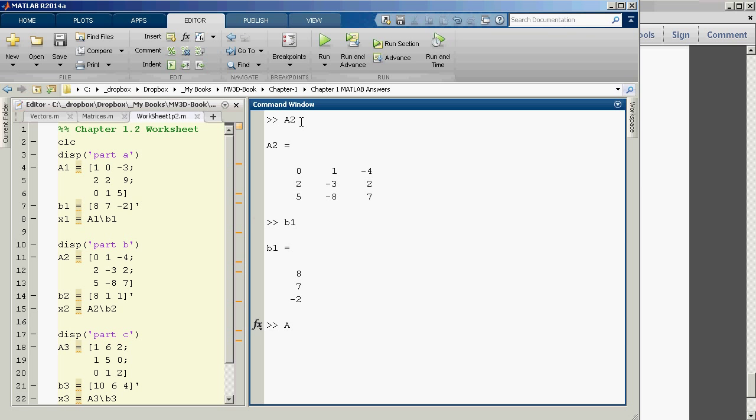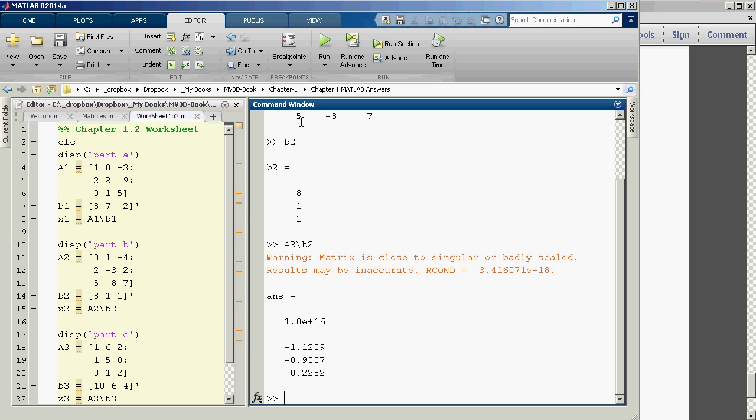So A2 is the coefficient matrix from the second system, and B2 is the right-hand side for the second system. If I wanted a solution, I would do A2 / B2. Now I'm hoping for an answer. Notice it gives me a crazy answer, with numbers like 1.0 times 10 to the 16th. Those numbers are huge. It looks like an answer, but it is not. There's no solution, and what the warning tells you is that the matrix is close to singular, we'll get into what that means, or badly scaled.